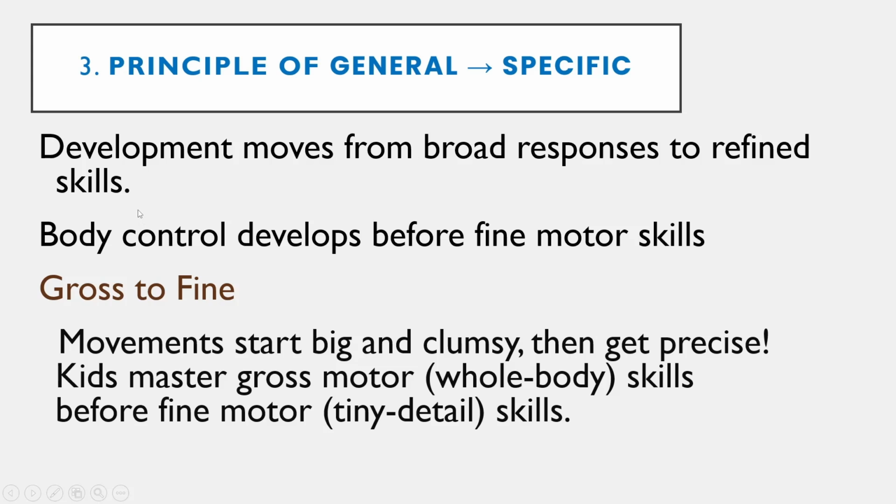Now, the third principle is the principle of general to specific, in which development moves from broad responses to refined skills. Body control develops from gross to fine motor skills. So gross to fine is important to keep in mind. Movement starts big and clumsy, then gets precise. Kids master gross motor skills, whole body. What are gross motor skills? Gross motor skills are running, jumping, or walking, etc. These come before fine motor skills. Fine motor skills are writing, the skills that require tiny details.